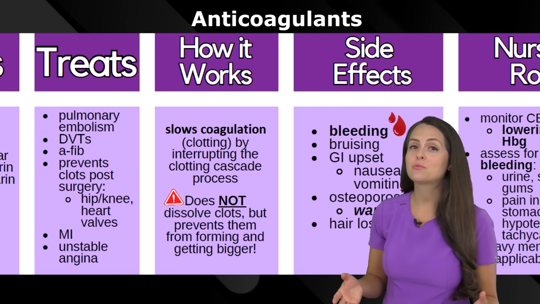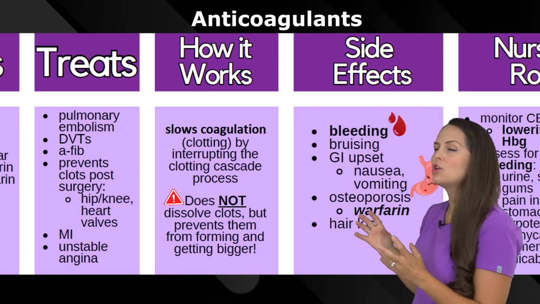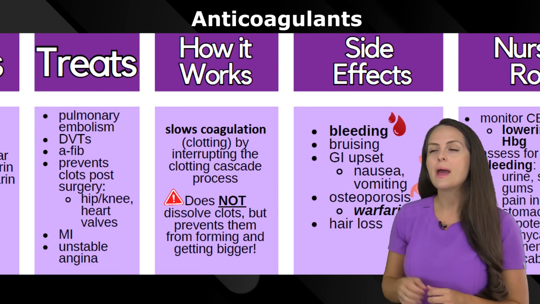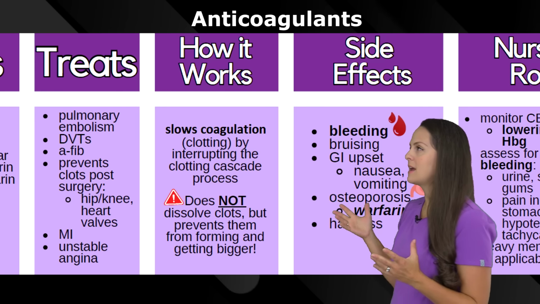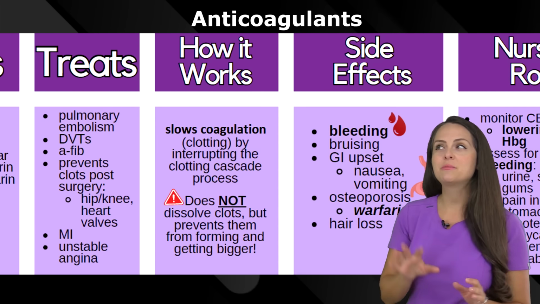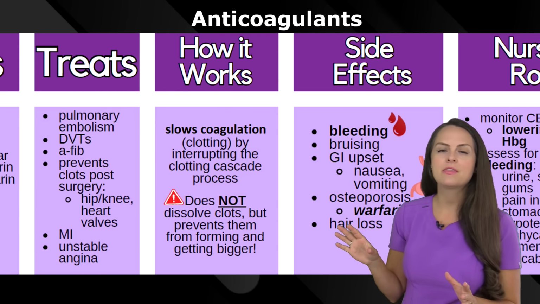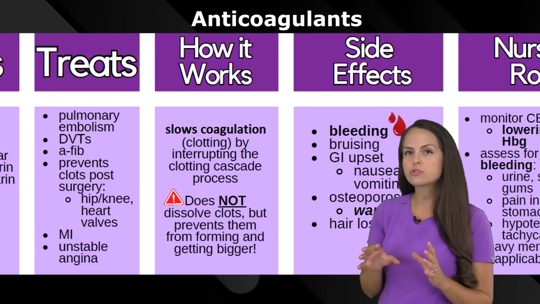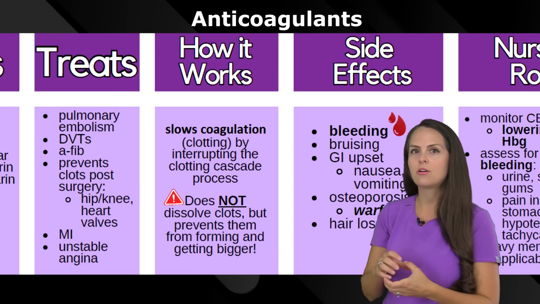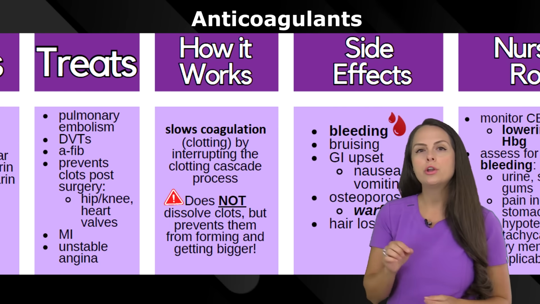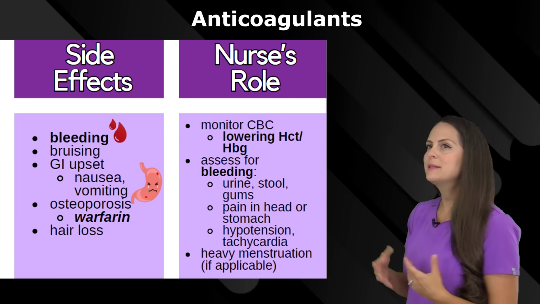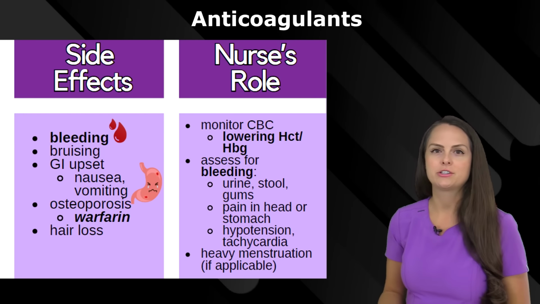And how these medications work is that they're going to stop, hence really slow down the coagulation process, the body's ability to clot, by interrupting the clotting cascade process. Now, one important thing to remember about this class of medications is that they do not dissolve or bust up existing clots. They're just going to really prevent those existing clots from growing and getting bigger or new ones from forming. Now, there are side effects to these medications, and it's because we are affecting that coagulation process.